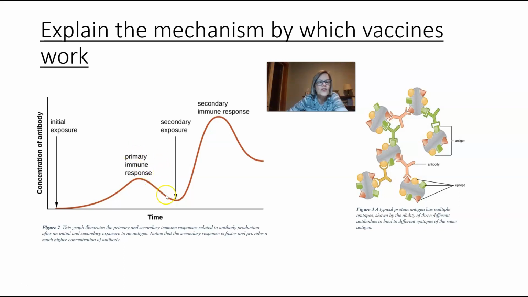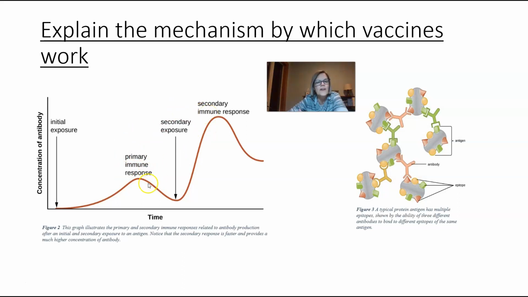So once you've gone through this, you make memory cells that circulate in your blood. These are lymphocytes, so B and T lymphocytes that act as memory cells. And so the next time you're exposed to the same pathogen, you're going to make a much quicker immune response and it's going to be much stronger. So a lot of times you won't get sick twice. Like a lot of people that have had chicken pox never get it again. And so we have the primary and the secondary immune response.